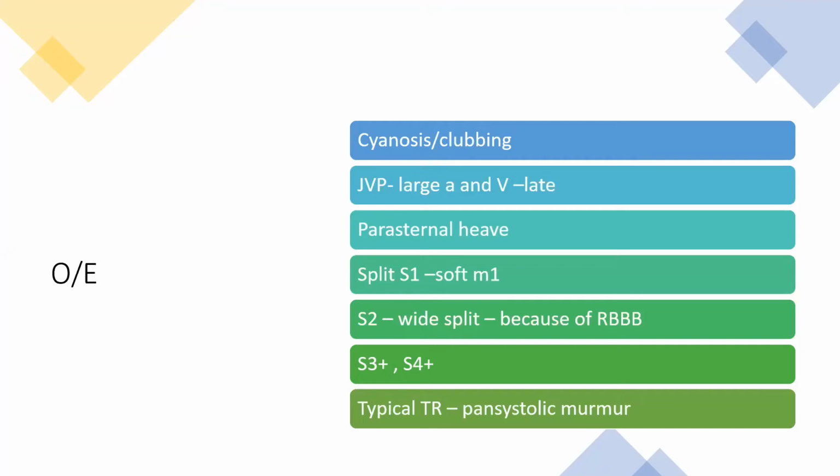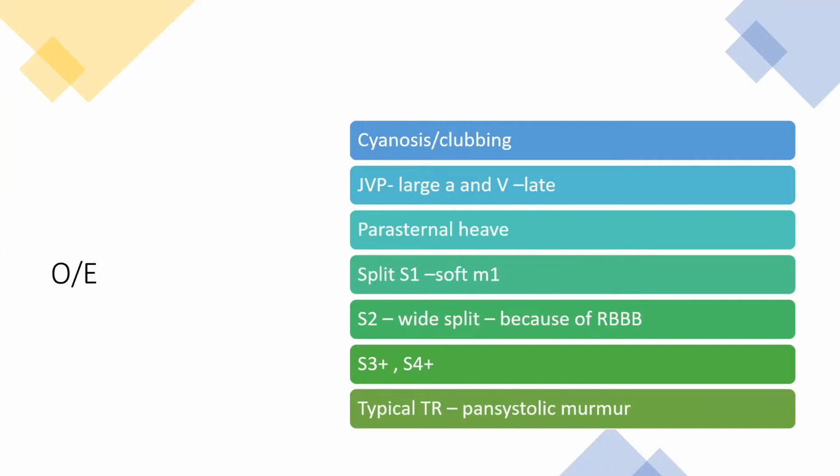Now, what findings do you find on examination of an Ebstein's anomaly? You get cyanosis and clubbing. You get a large A wave and a V wave also, because there's a tricuspid regurgitation. There is a parasternal heave. There is a split S1, soft M1, but a louder T1. There is an S2 split because of the RBBB, okay? Because most often there are blocks associated with it. So RBBB can be there. So there's an S2 wide split because of the RBBB. S3 and S4 are common. That is why you say multiple sounds.